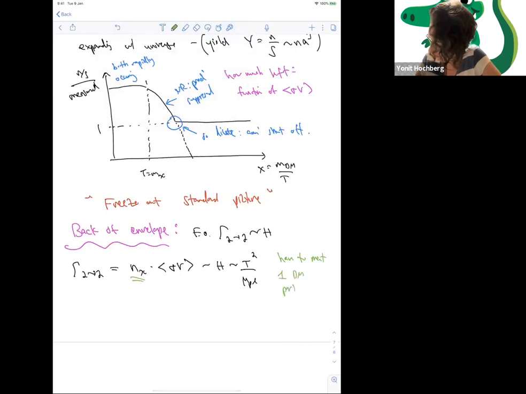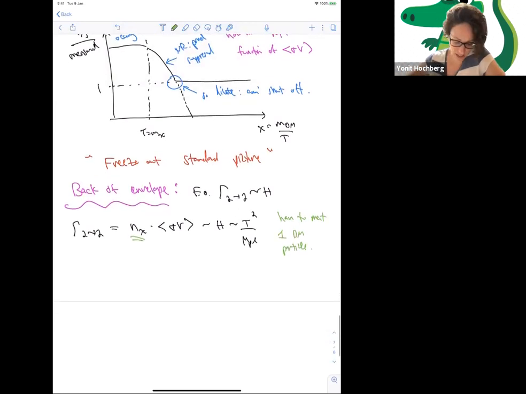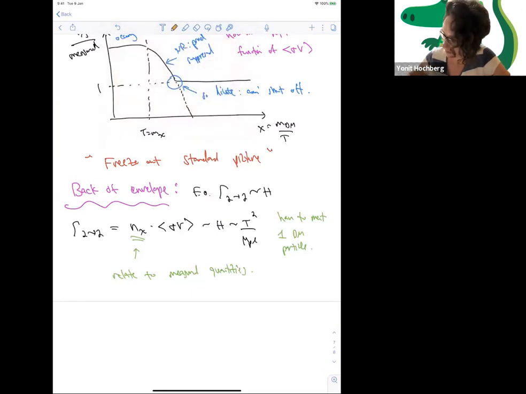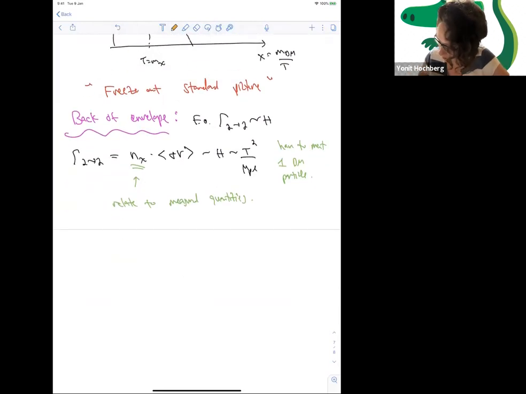Okay. So this is all happening because I have to meet one dark matter particle. Okay, and now the trick that we're going to do is that this number density of dark matter, we're going to relate to measured quantities. So the way we're going to do this is by playing with redshifts.